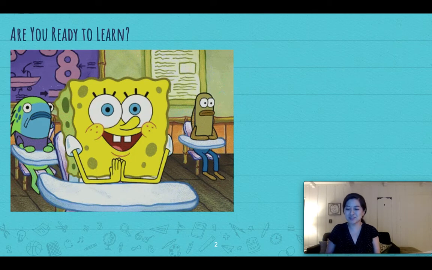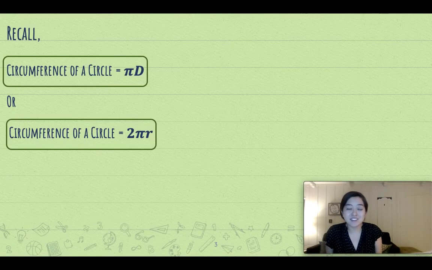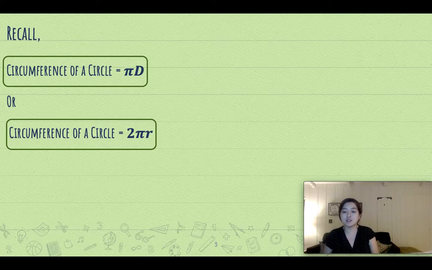I hope so. Okay. So recall yesterday's lesson. We were learning about the circumference of a circle, and you can find it with just the diameter, or you can also find the formula with the radius. So the circumference of a circle is pi times d, or you can do it with just the radius, by putting in 2 times pi times r for the circumference of a circle.